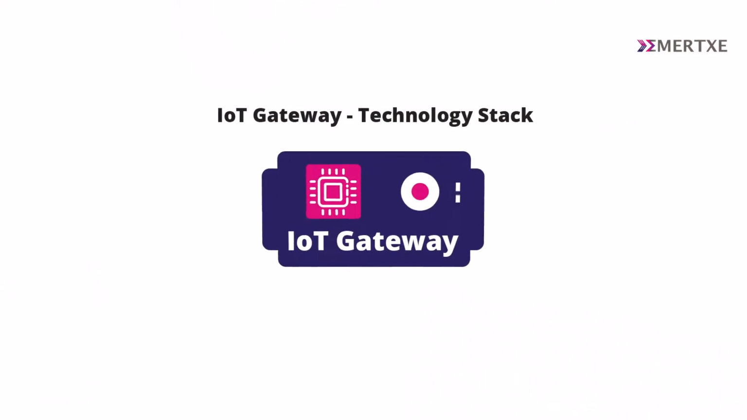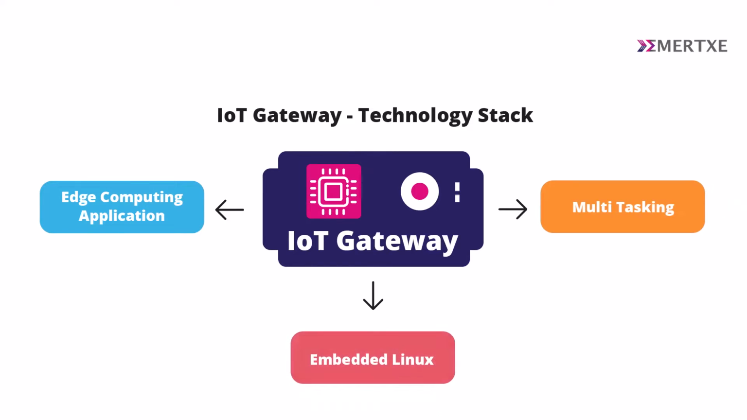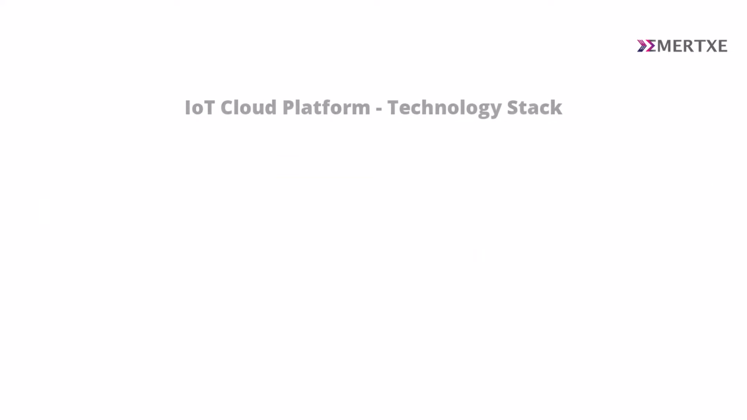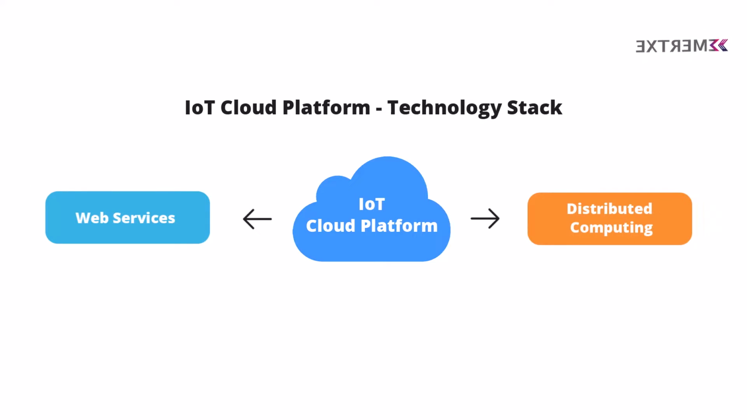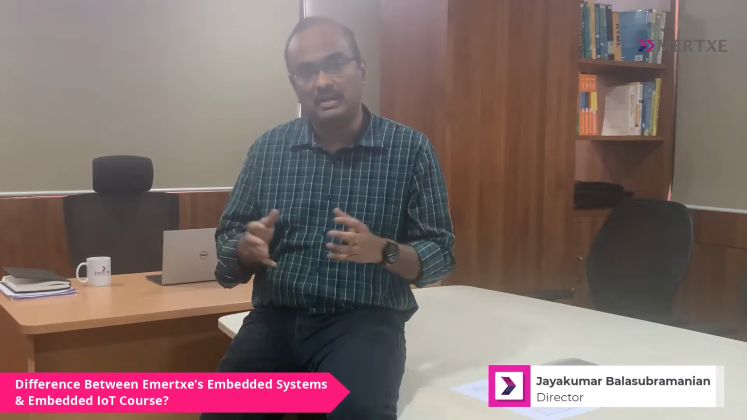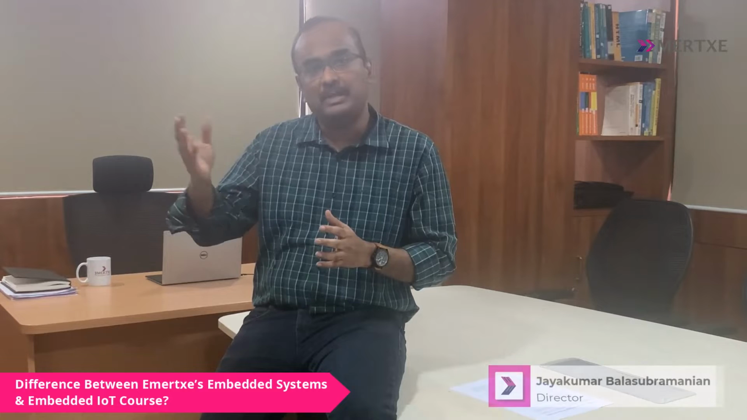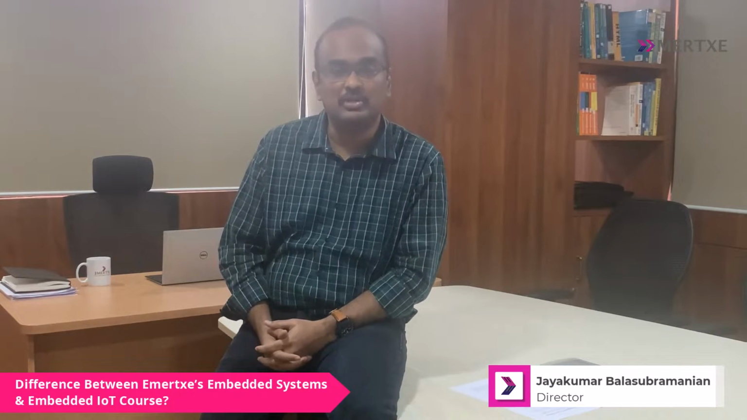Similarly, for the IoT gateway, an edge computing application needs to be developed on an OS-based environment, say an embedded Linux-based OS. Moving further to the IoT platform, it will have a scalable application running which is built using web services, distributed computing, business intelligence, and many more similar technologies. In similar lines, the network and the applications will have their own technologies to build this end-to-end solution.